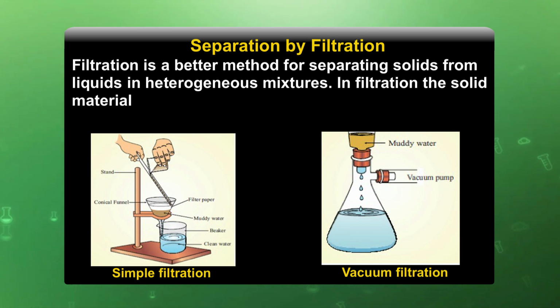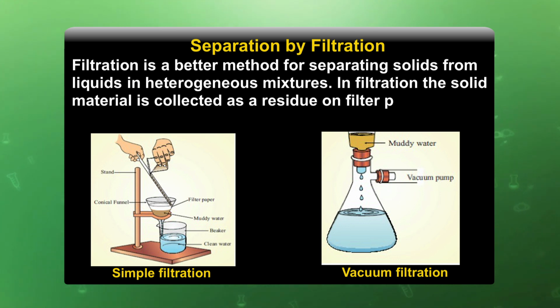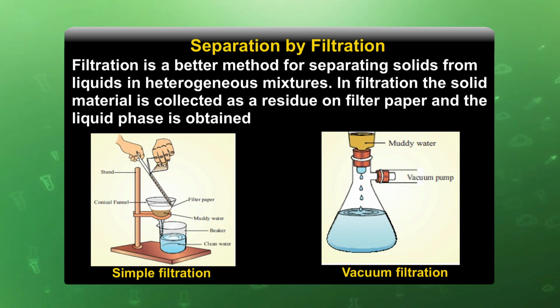In filtration, the solid material is collected as a residue on filter paper and the liquid phase is obtained as a filtrate, which is indicated in this diagram. Here there is also a video, we will see how this process is carried out. This method is applicable only if the solid particles are not completely soluble in the solvent, that is, in a heterogeneous mixture. If the mixture is heterogeneous, this is the suitable method by which we can separate the solute and the solvent particles.